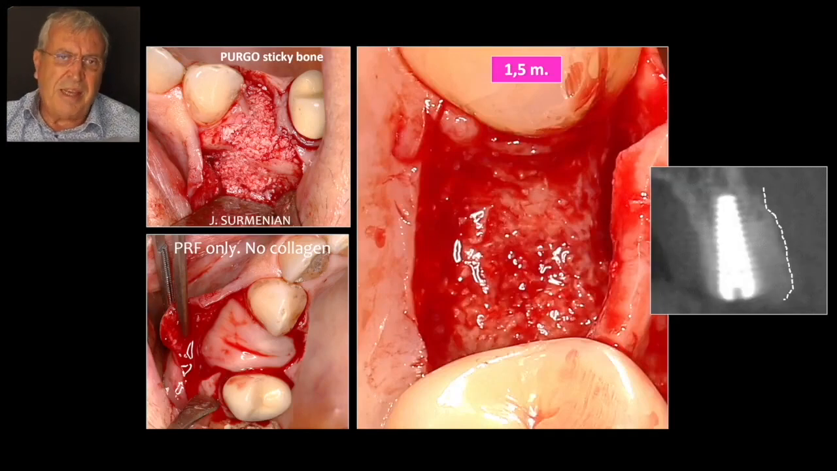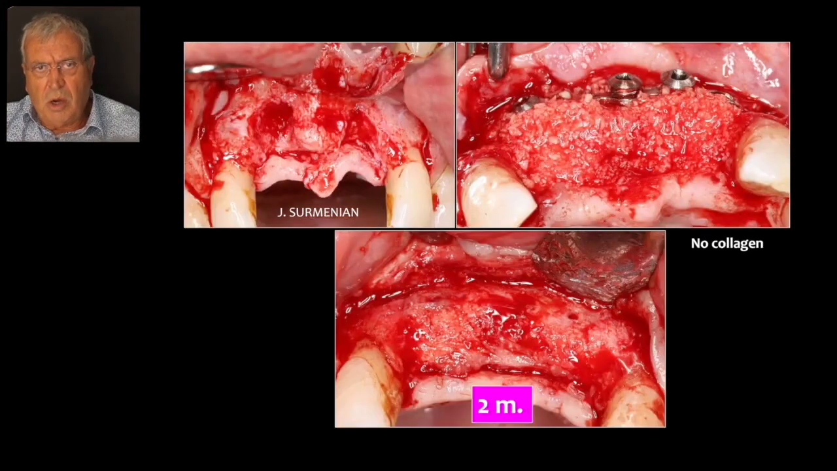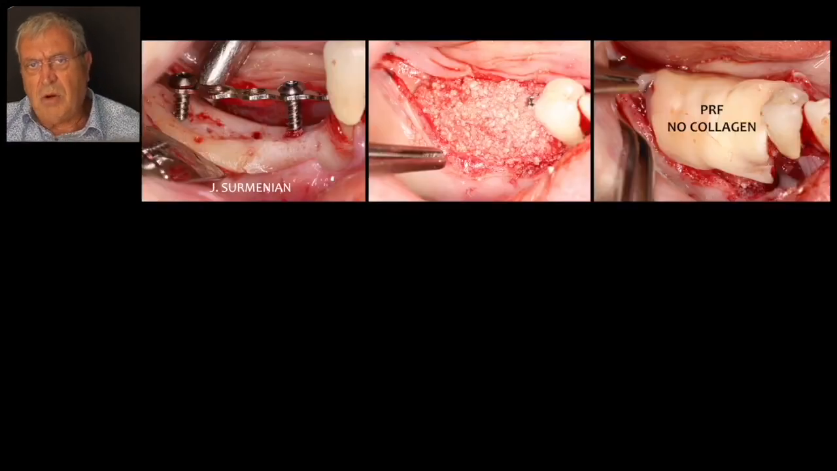And this is the message that I would like to give you today. If you do everything well, the healing will be very fast. Mandatory. You don't need to wait 9 months. You need to wait only 2 months in a horizontal augmentation in the maxilla. Only 2 months in a vertical augmentation in the mandible.